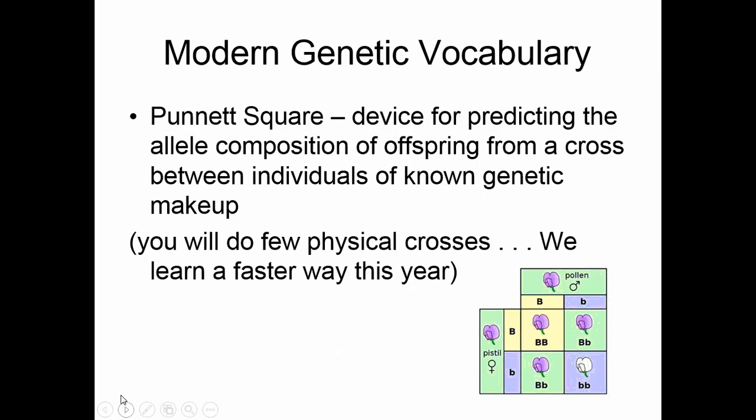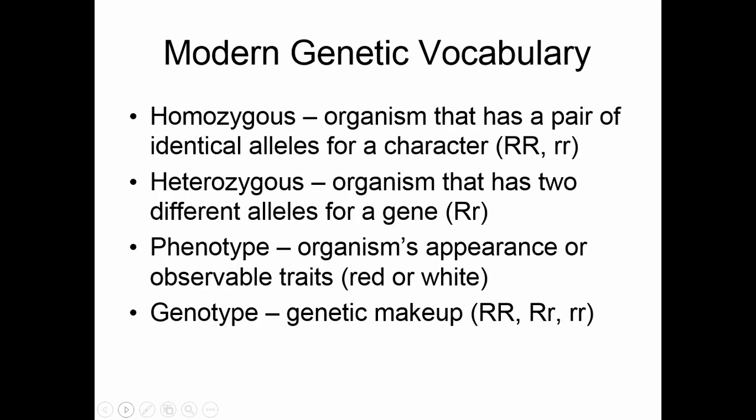A Punnett square is a device for predicting the allele composition of offspring from a cross between individuals of known genetic makeup. So say that we know this parent is big B little b, and this parent is big B little b. We're calling this the female and not the male up there. We can actually use the Punnett square to predict what the offspring will look like, as long as we know the genetic makeup already. And you probably remember those from Bio 1.